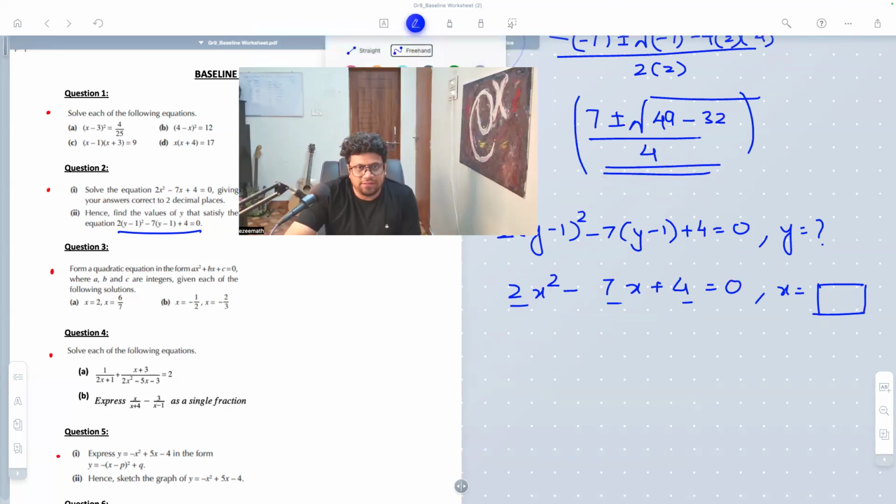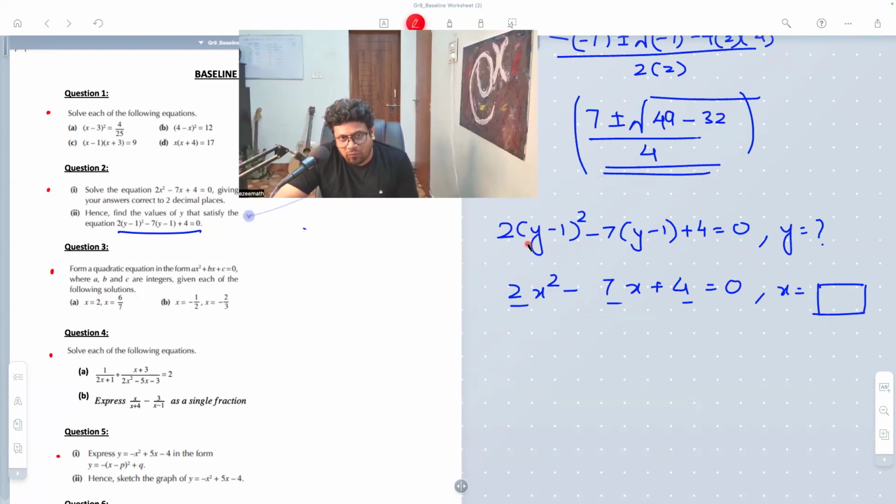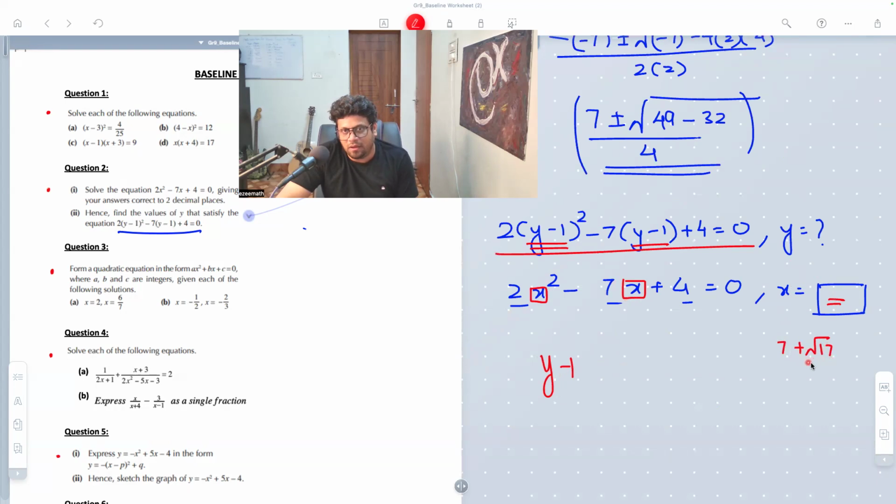Well, what I want you to notice is that y minus 1 has replaced the x there. What you got for x here should be the value you get for y minus 1 there. Meaning, if x was 7 plus root 17 by 4 here, y minus 1 will come out to be the same value by 4, and that is why y will come out to be 7 plus root 17 by 4 plus 1.